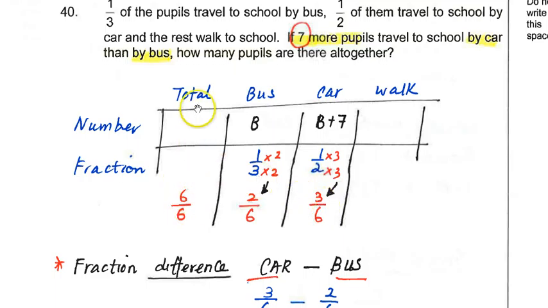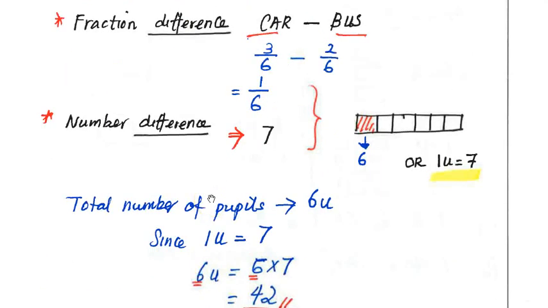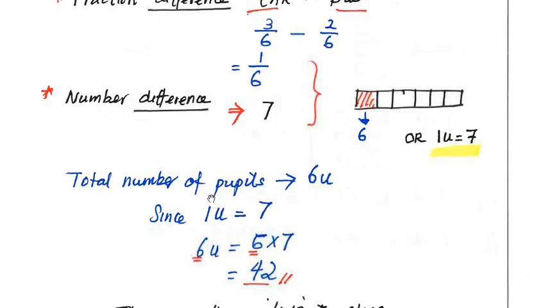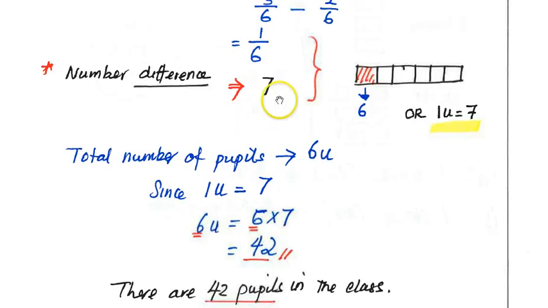Now all you have to do is go straight to the total. How many pupils are there altogether? Total is 6 units. So 1 unit is 7 over here. 6 units is 6 times 7, 42 pupils in total.